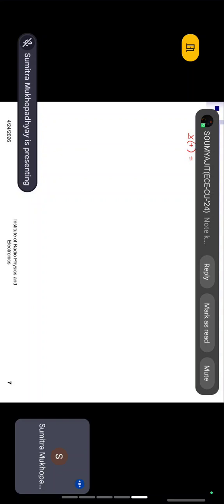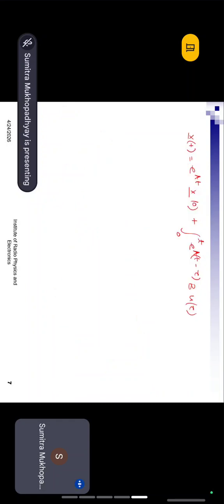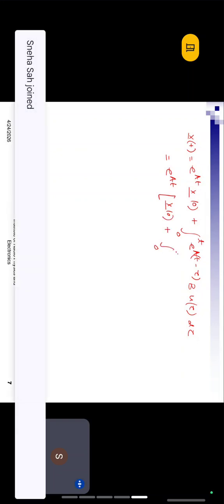That is equal to the solution, that is equal to e to the power At x(0) plus the integral from 0 to t of e to the power A(t minus tau) B u(tau) d tau. Here u(t) is your unit step input. If I take e to the power At common, this is something we have to find out.